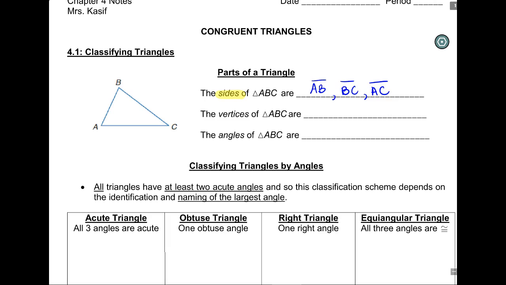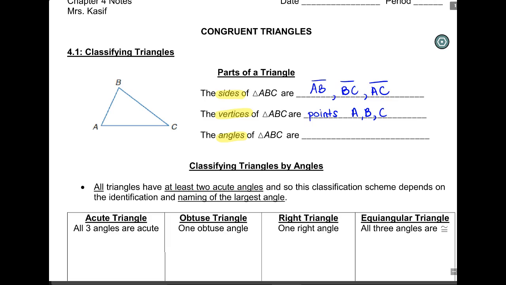All right, vertices. Vertices are points, so they're points A, B, and C. The only reason I'm breaking it down this simple is because on the homework or on a quiz, you'll be asked to name the sides. You need to put the segment line above. Or name the vertices. The vertices are not angles. Next, we have the angles. I just want to be clear on that.